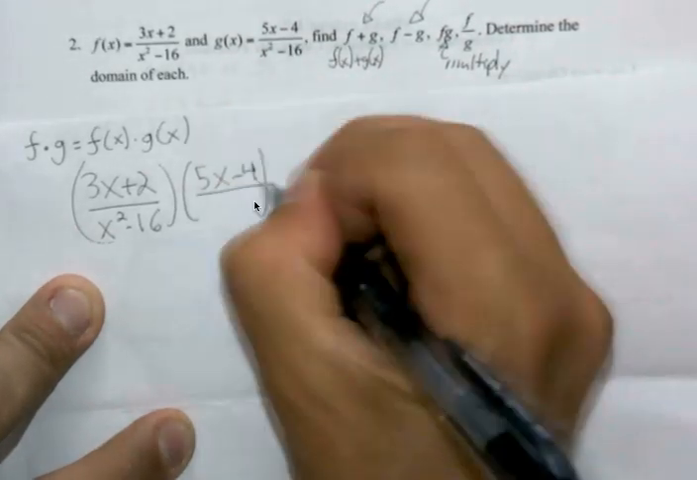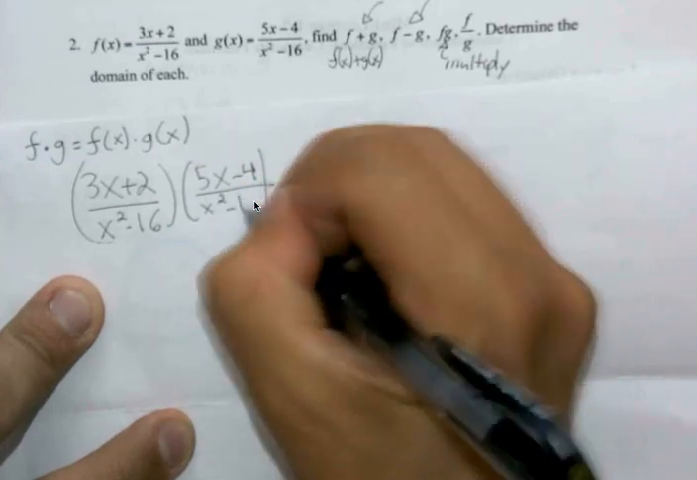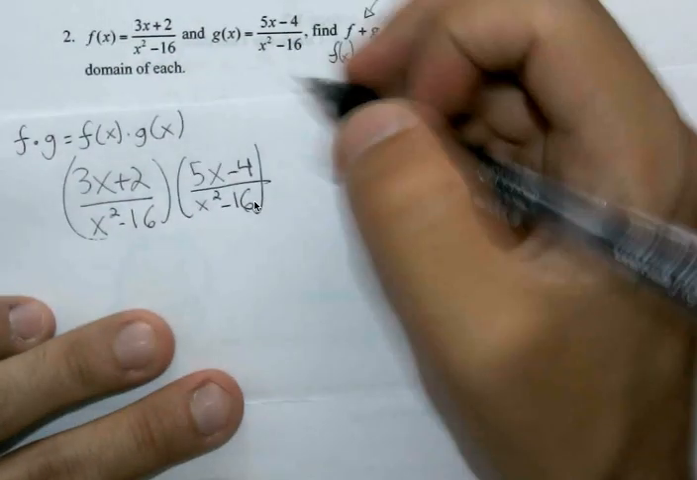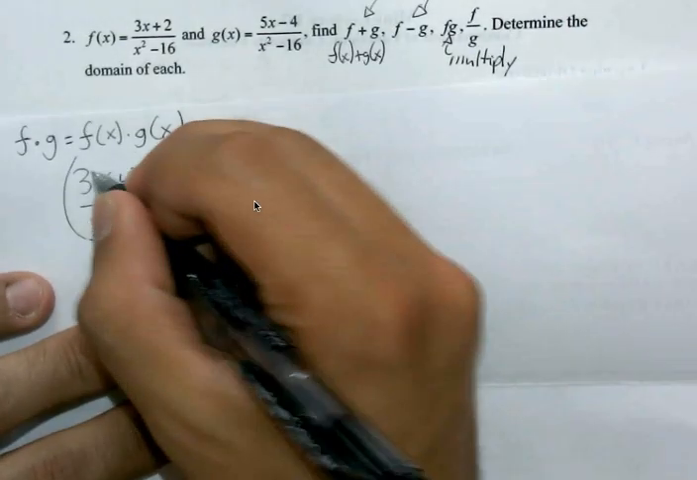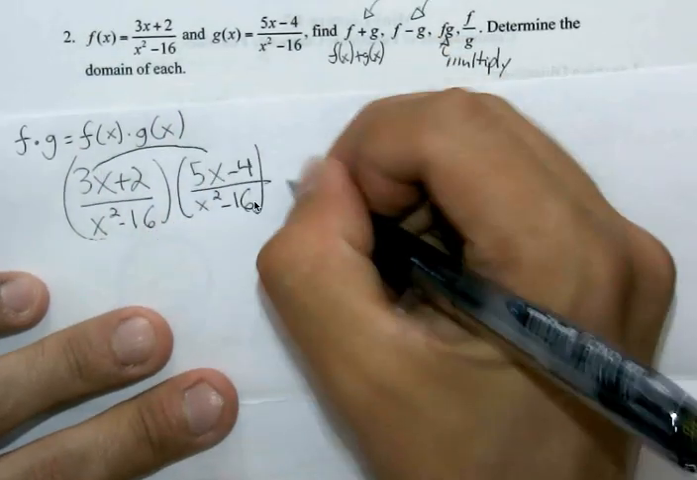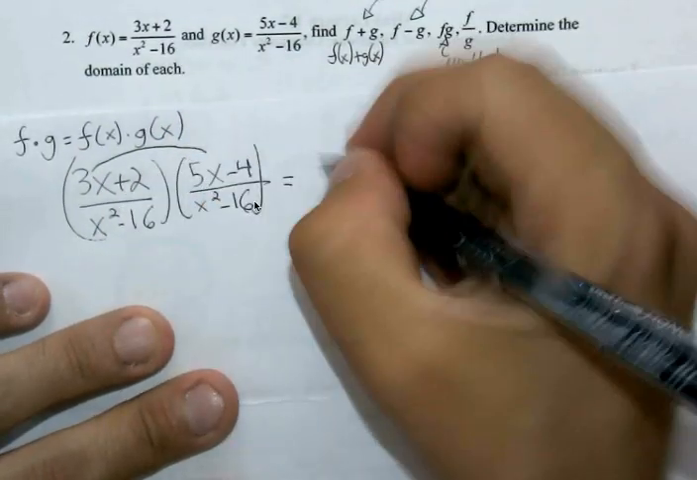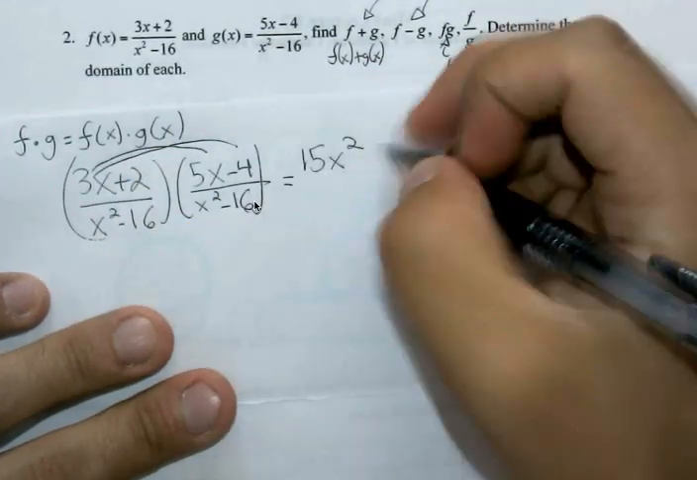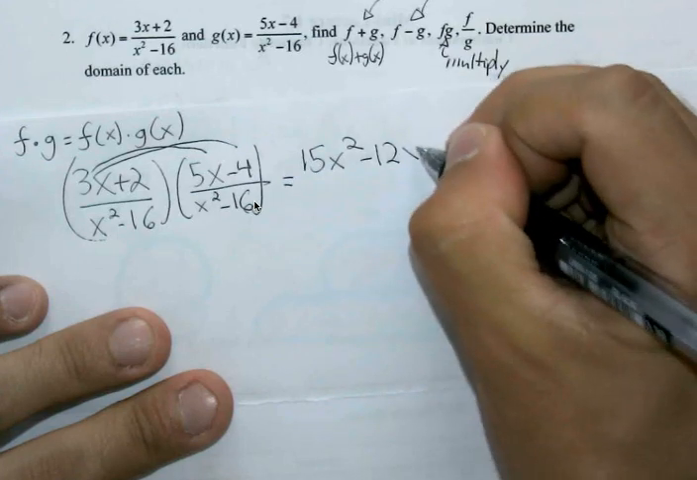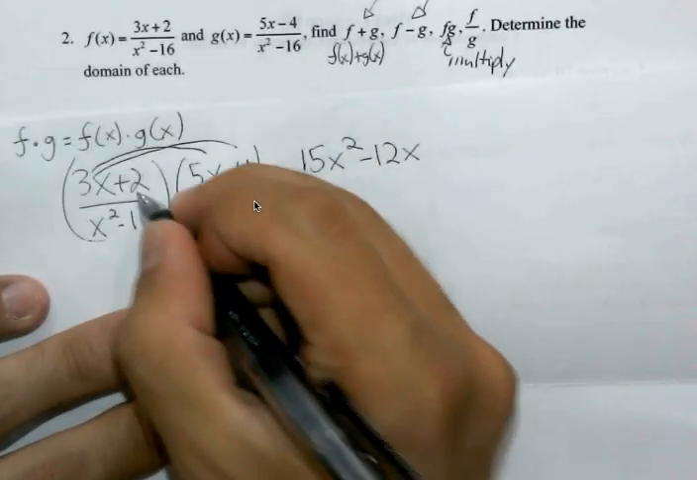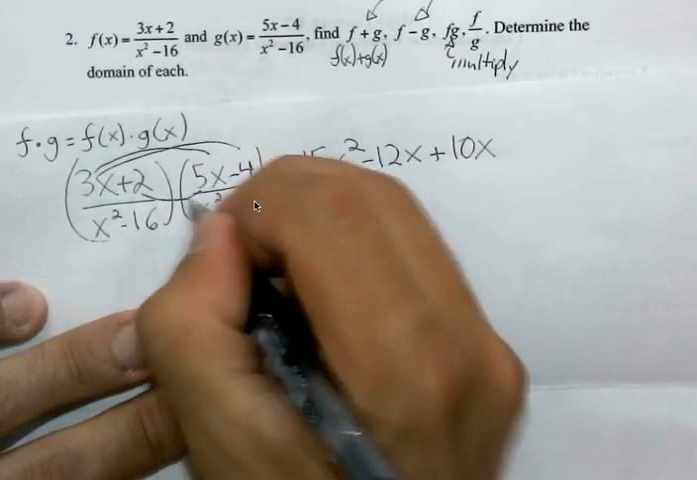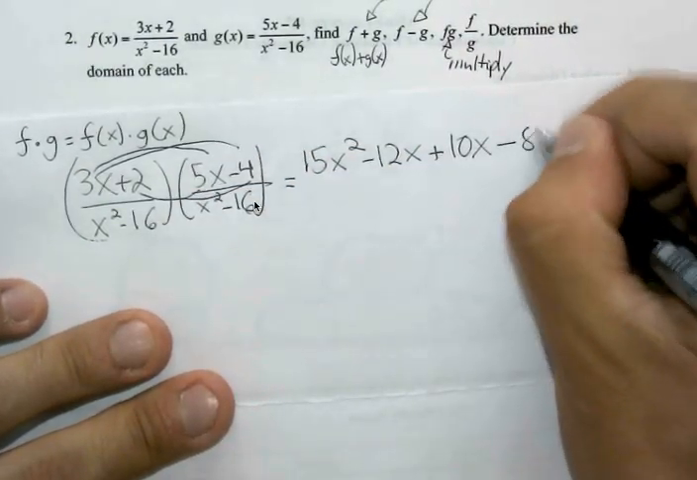These can get a little tedious if the equations have a lot going on to it. Hopefully you're thinking of multiplying both of these and foiling them. Not too sure on where you want to start, but we'll start with the top. So keep in mind we're foiling here. So 3x times 5x gets us 15x squared. 3x times negative 4, subtracting 12x. 2 times 5x adds on 10x. 2 times negative 4 gets us negative 8 at the end.